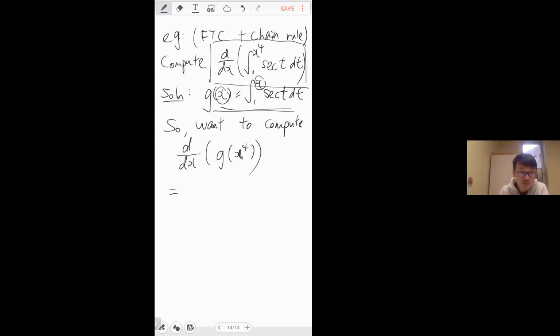Yep. And so how do we compute the derivative of g of x to the 4? This has to do with the chain rule. The outside function would be g of x, and the inner function would be x to the 4. The chain rule says this is g prime: you take the derivative of g, and then you plug in x to the 4, multiplied by the derivative of the inner function, which is x to the 4. This is by chain rule.